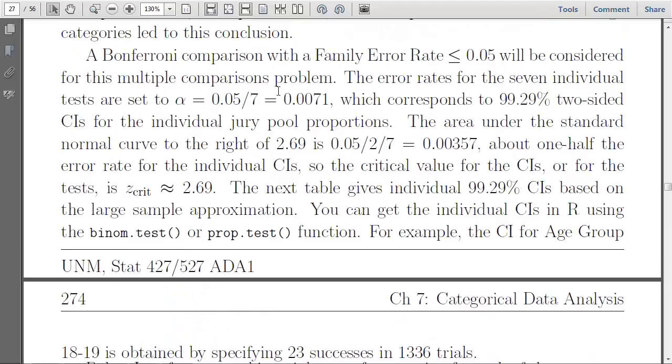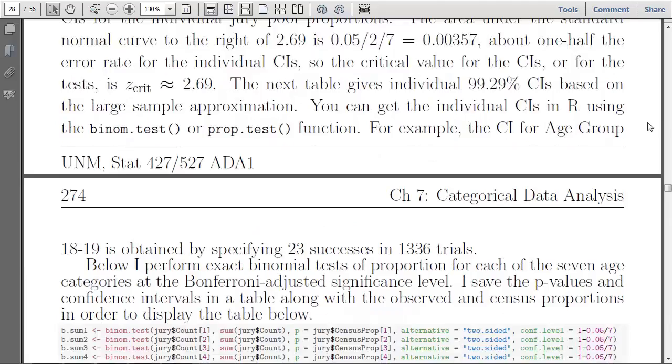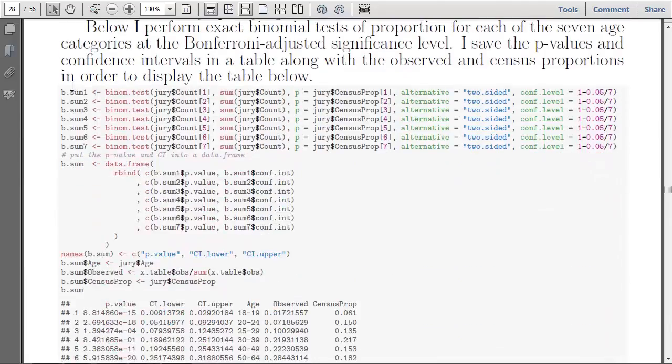That's this number here, 0.00071, and corresponds to a 99.3% confidence interval. So the way I wrote this is I wrote this for one group, and then I copied that line 6 times, and then I just changed the 1, 2, 3, 4, 5, 6, 7 going down.